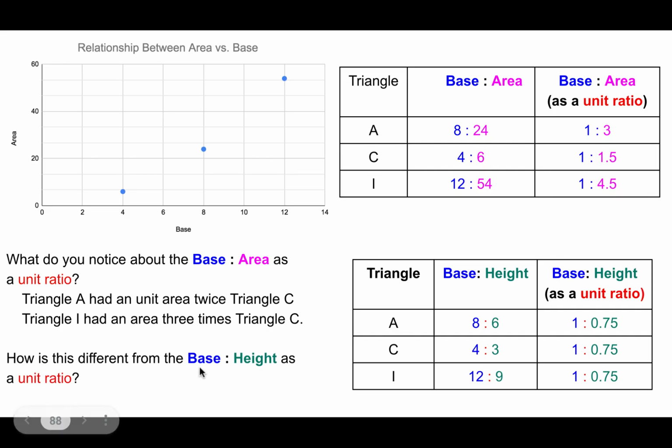How is the difference from the base to the height as a unit ratio? So how is that different? Well, I noticed when I was looking at the base to the height as a unit ratio, they're all the same.